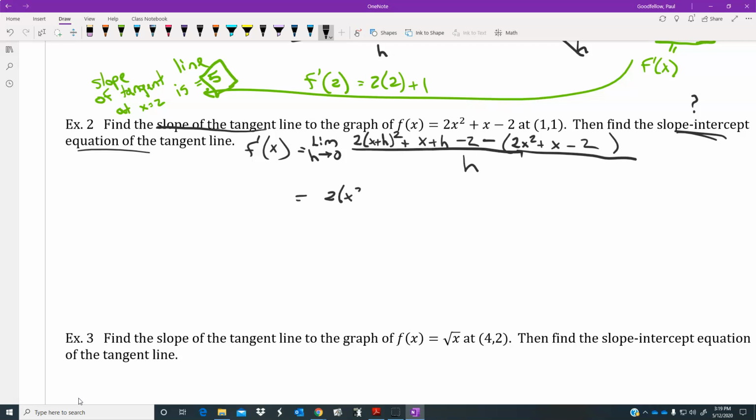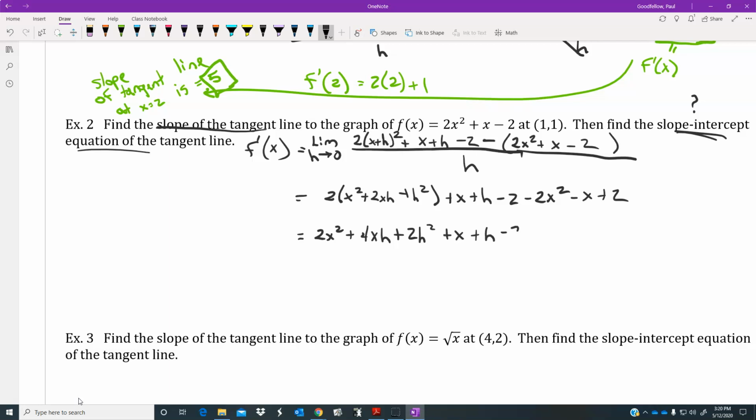2 times x squared plus 2xh plus h squared, plus x plus h minus 2, minus 2x squared minus x plus 2. So I did a bunch of things there. I FOILed some stuff. I distributed the negative through the trinomial. I'm going to leave the h off for just a second and go 2x squared plus 4xh plus 2h squared plus x plus h minus 2 minus 2x squared minus x plus 2, all divided by h, and the limit as h approaches 0. Okay, now it's still messed up.